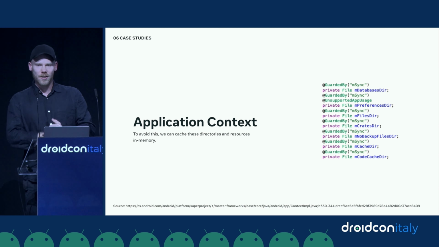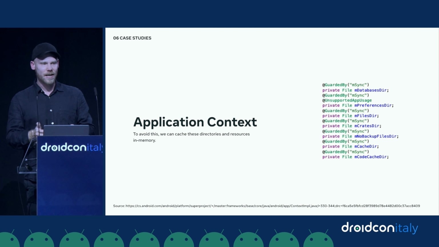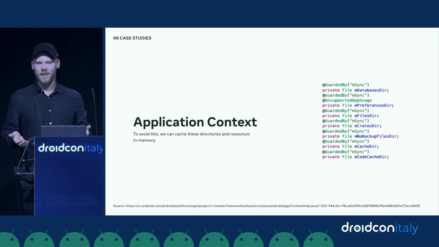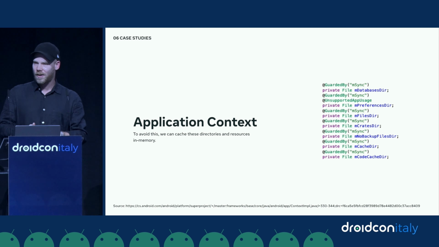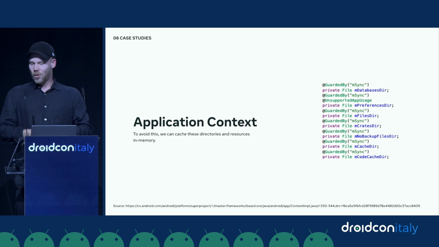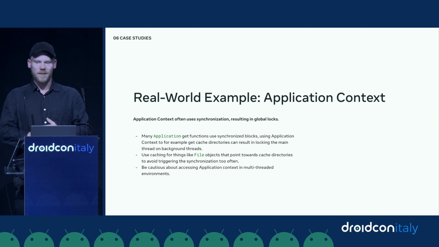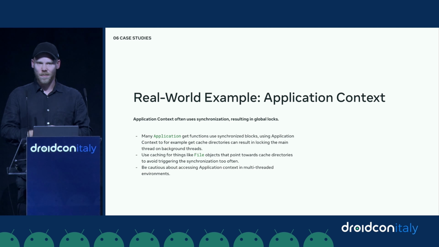So if you use the application context to access these directories on other threads, you might end up actually blocking your main thread just because you want to get the cache directory to, I don't know, store an HTTP response or store an image or something. So the too long didn't read of this is a lot of these functions are synchronized. So it's important to not overuse them, especially in a multi-threaded environment. And if we want to access these directories from a lot of random places, we can cache them somewhere and then reuse it.